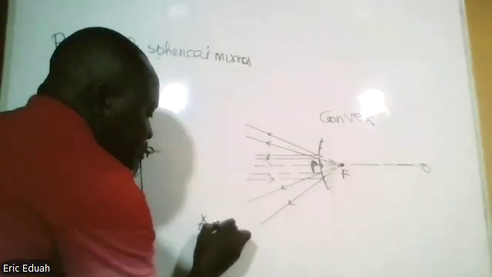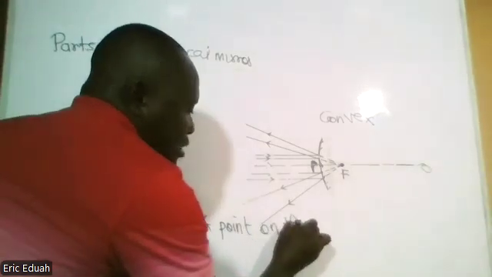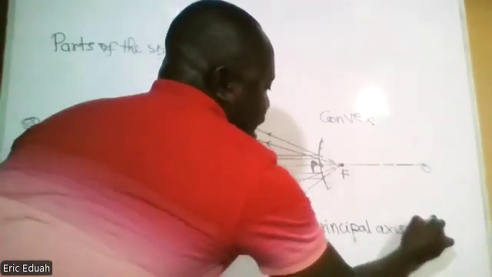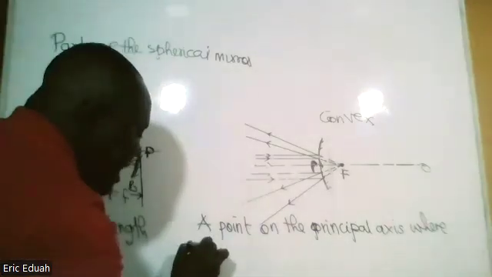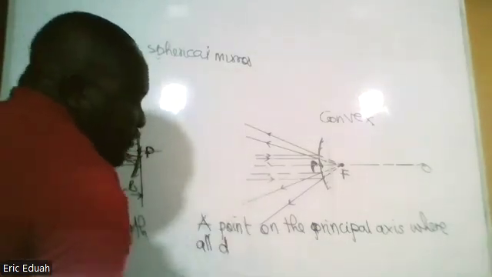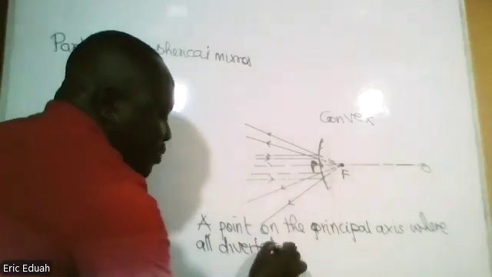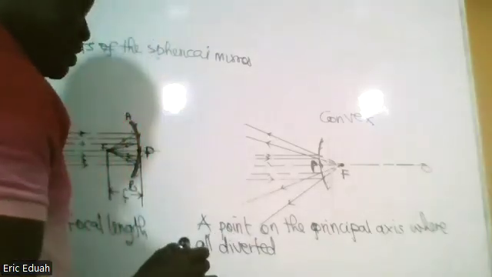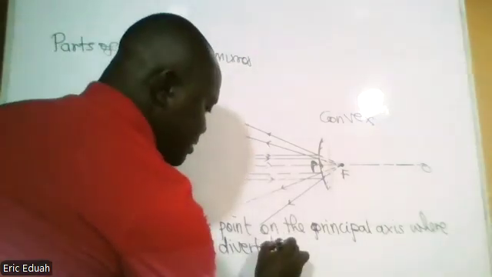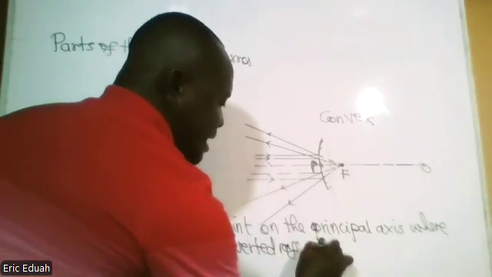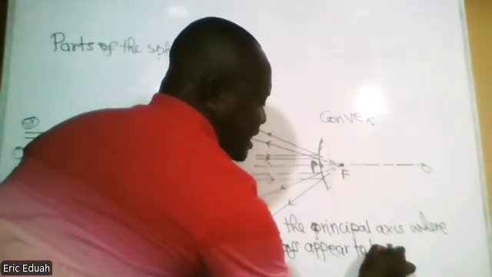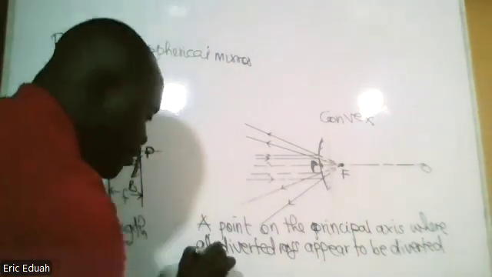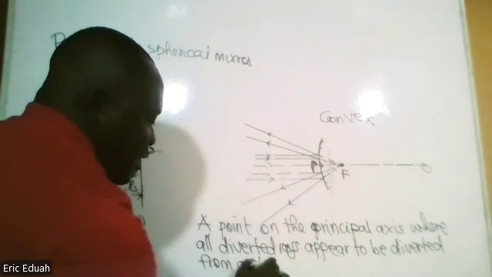A point on the principal axis where all diverted or reflected rays appear to be diverted from after reflection.